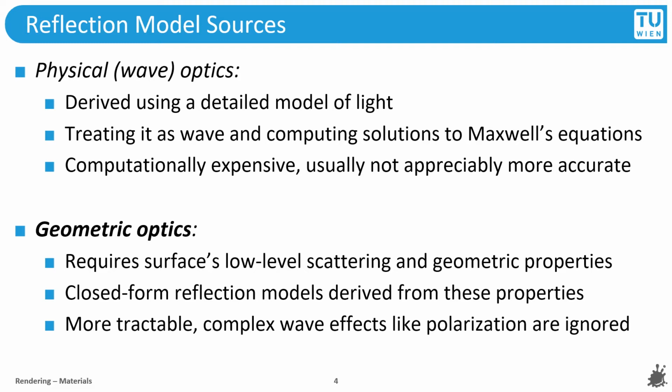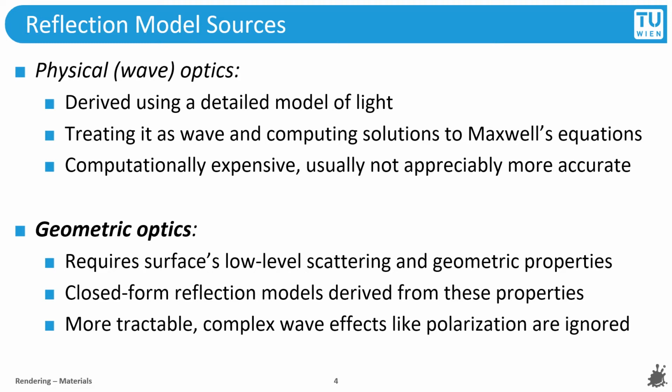Simulating it is computationally expensive, but there are usually diminishing returns in terms of visual quality. So in practice, we will generally use a reduced precision model based on geometric optics only. That means we usually ignore any effects that occur at a scale that is smaller than the wavelength of light. We assume that we have some parameters that tell us the scattering properties of surfaces and use them as input to compute closed form solutions of reflections.